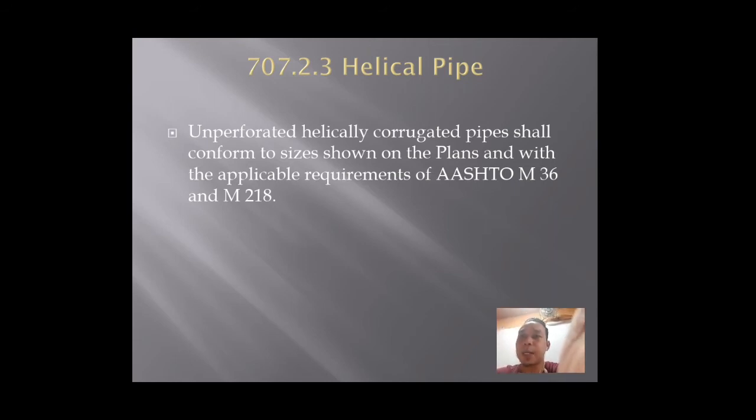707.2.3 helical pipe. So it states that unperforated helical corrugated pipes shall conform to the size shown on the plans and with the applicable requirements of AASHTO M36 and M218. So when we do our plumbing, we need to do reading or explore more about pipes. So we do our reading in AASHTO M36 and M218.